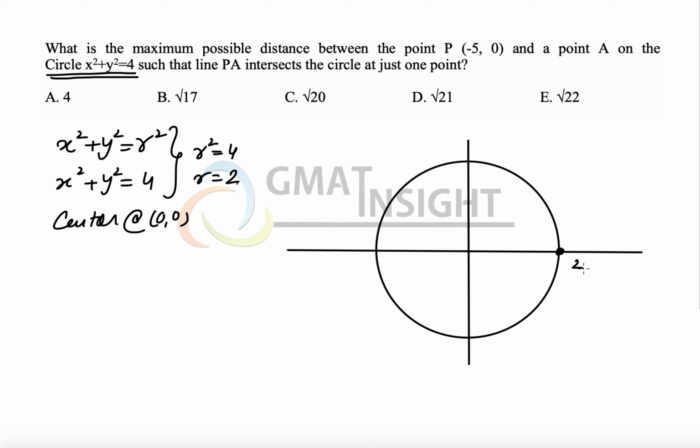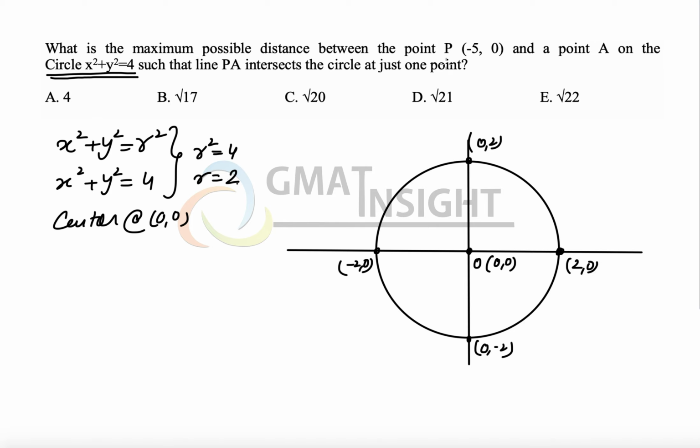Alright, so here I just need to write that it's a circle with radius 2, which means this point will be (2, 0), this point will be (-2, 0), the point at the top will be (0, 2), and the point at the bottom will be (0, -2). The point at the center will be O, that we call (0, 0).